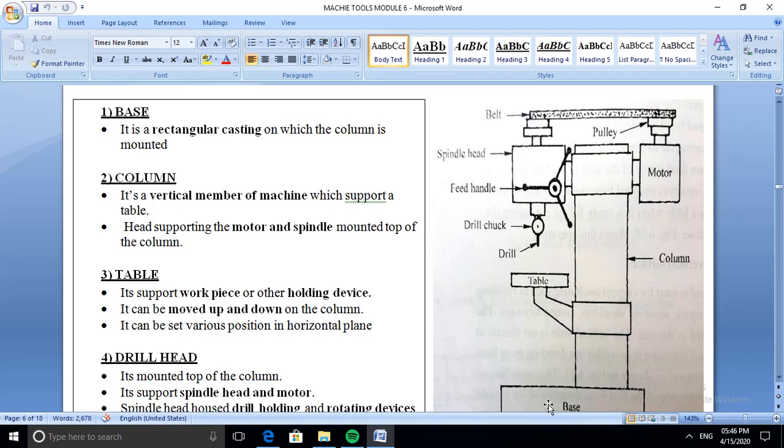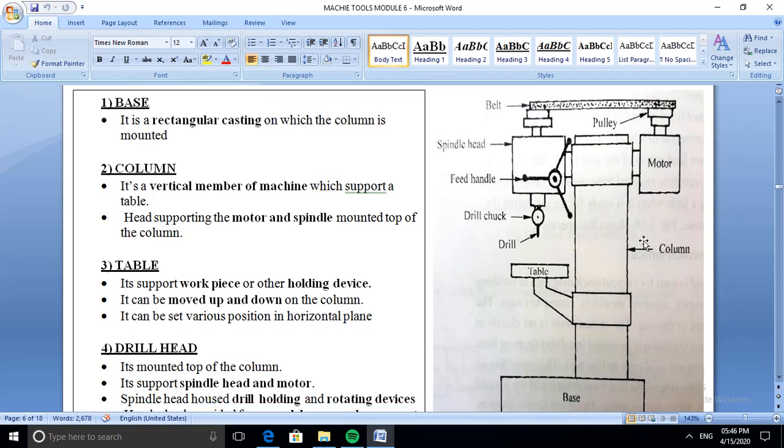First one, the base. The base is a rectangular shaped component, and the column is mounted above this base. It is normally made by casting, and it is a rectangular casing. The column is mounted over this, and this base also gives the structure of the machine.